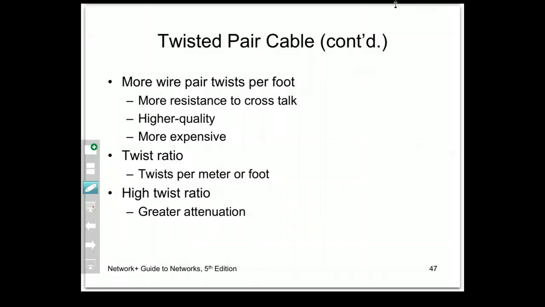The twist ratio determines, again, the resistance, high quality, more expensive. High twist ratio, greater attenuation of data as it flows across it, because data is going to be less likely to drop. And when you have noise, it causes dropped packets. Crosstalk causes dropped packets, and so if you have more expensive Cat5 cabling, you're going to have better data flow.